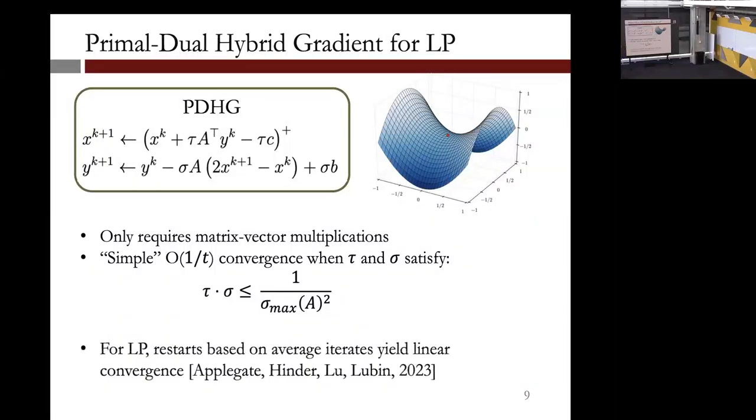Okay, and then it turns out that not only does this get an order 1 over t convergence rate, but the step sizes have to be sufficiently small, namely the product of the step sizes for the primal step and the dual step has to be less than or equal to 1 over the largest singular value of A squared. And that's just a straightforward analysis.